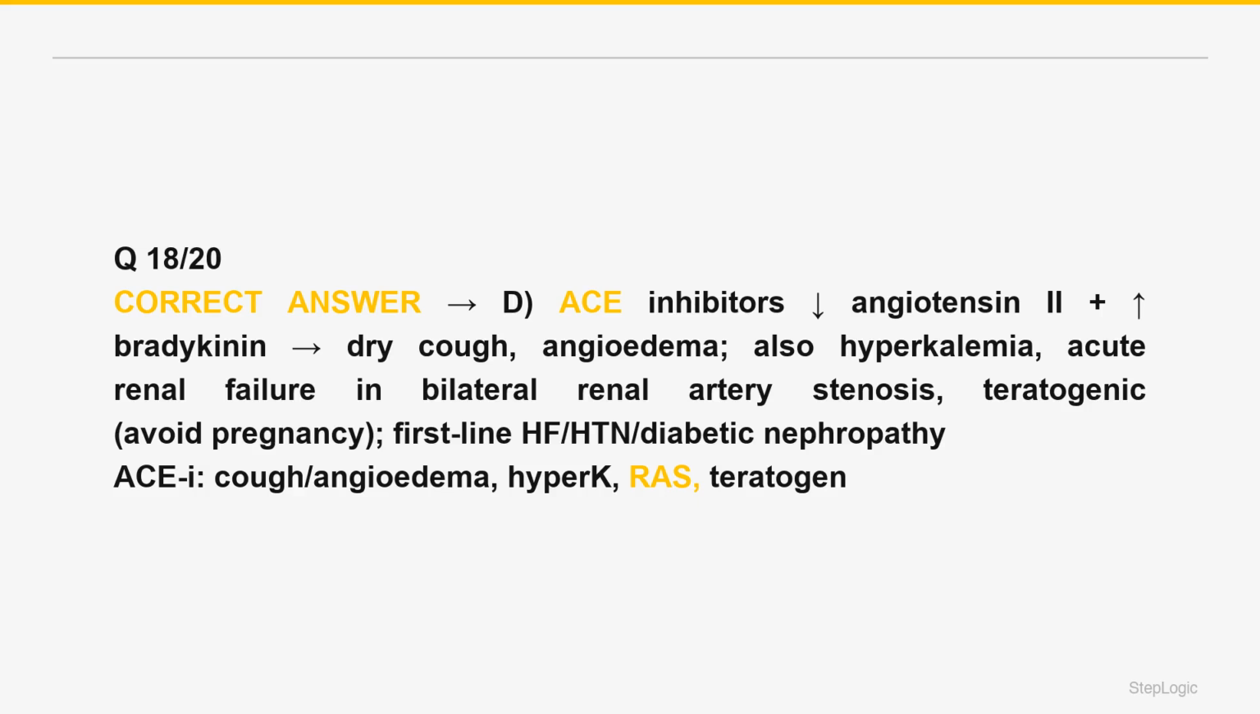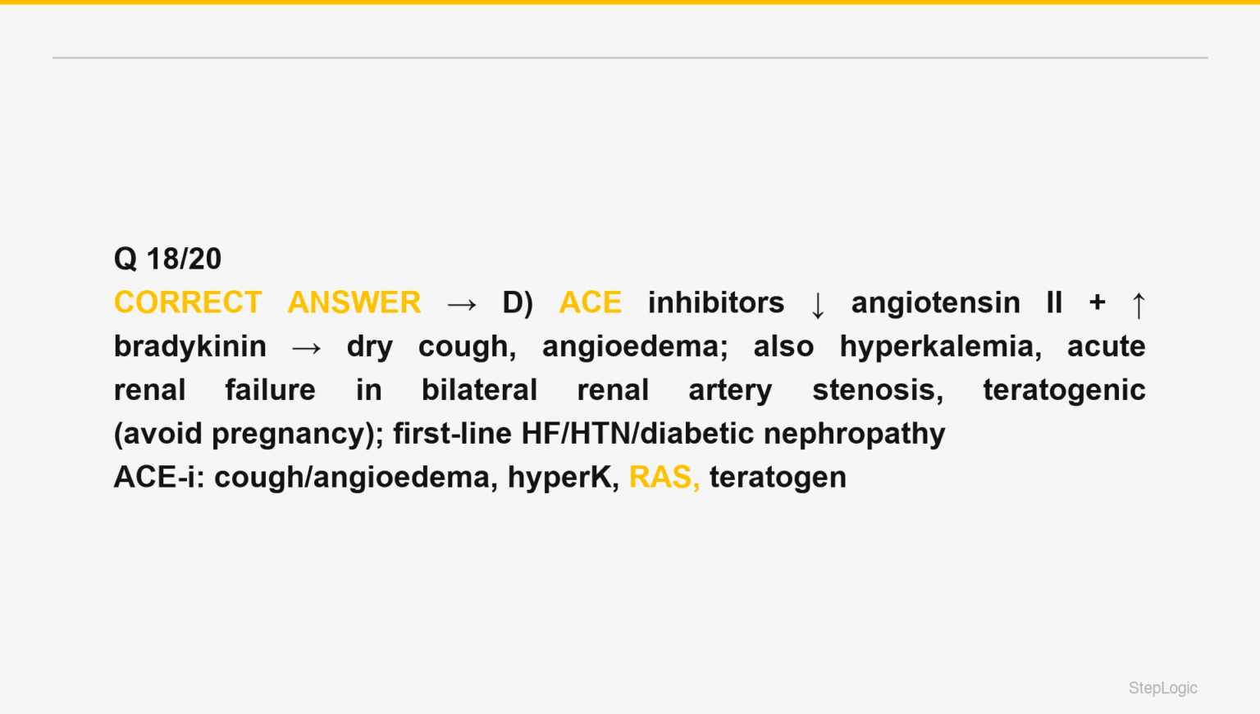The other high-yield effects. Hyperkalemia: less aldosterone leads to less K+ excretion, so use caution with K-sparing diuretics. Renal failure: acute kidney injury in bilateral renal artery stenosis. These kidneys depend on angiotensin II-mediated efferent arteriolar constriction to maintain GFR, so blocking it drops the GFR and raises creatinine, causing acute kidney injury in bilateral renal artery stenosis.